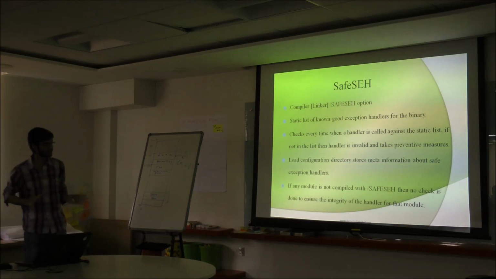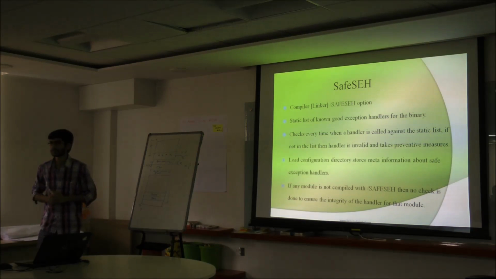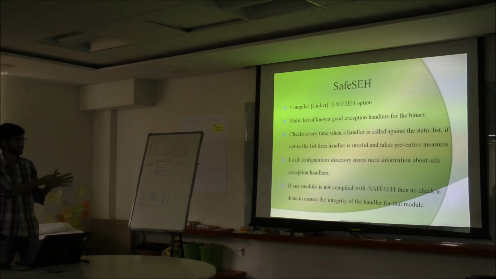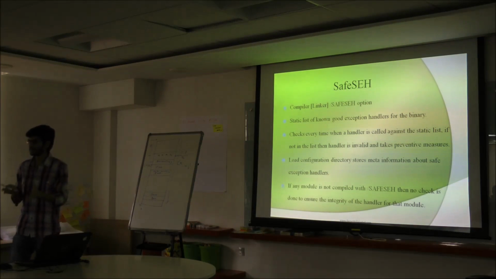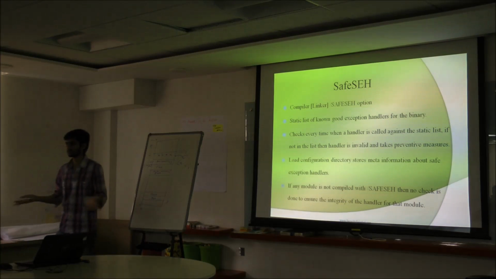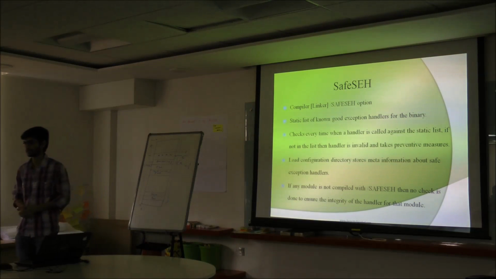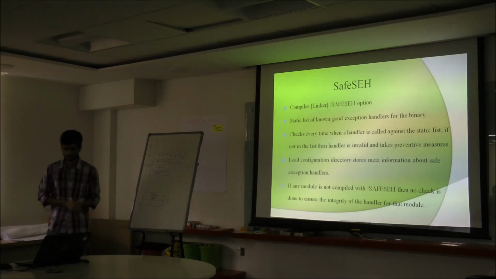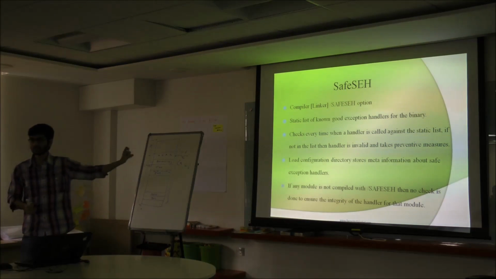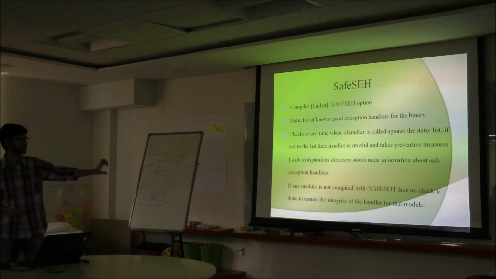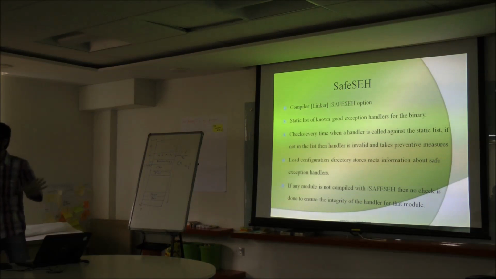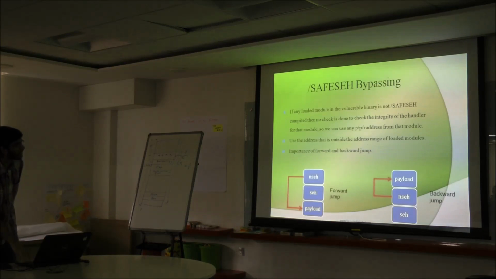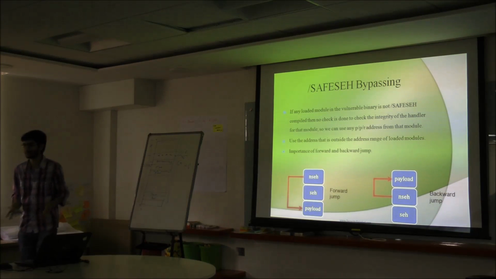But there is an interesting thing here, because it's a compiler option. When you do not compile a module with SafeSEH, there is no check, because there is no list for that module. It has to call whatever is given to it. This is a very nice point: no check is done to ensure the integrity of the handler for that module. And this basically turns out to be the bypass.